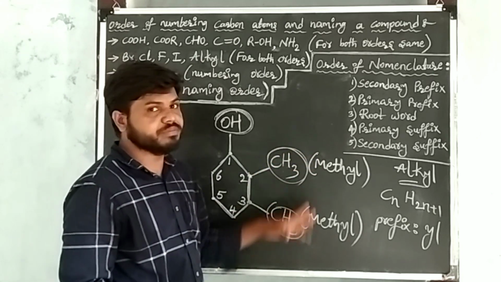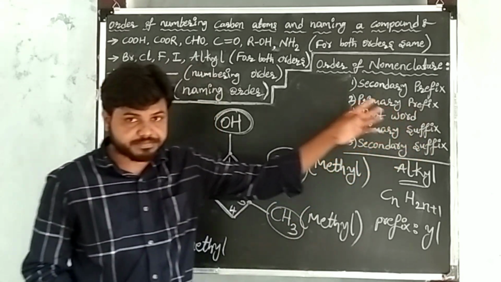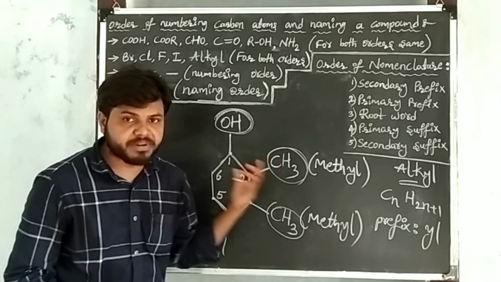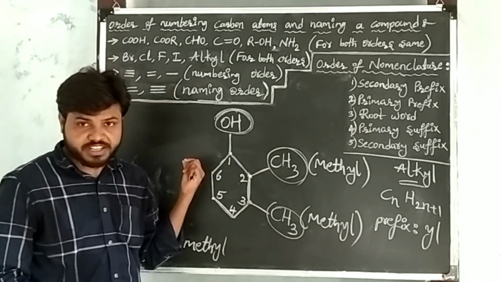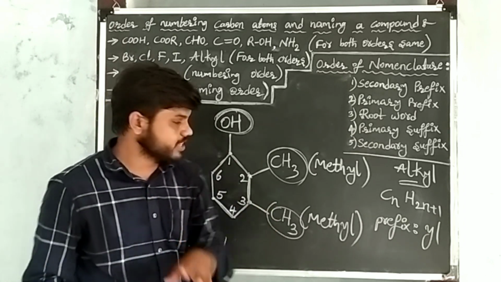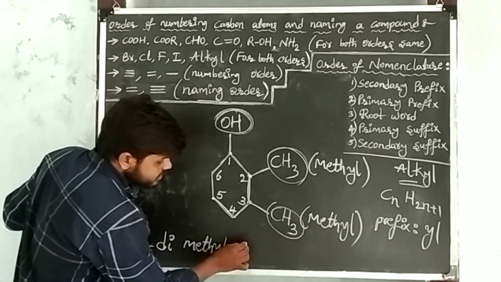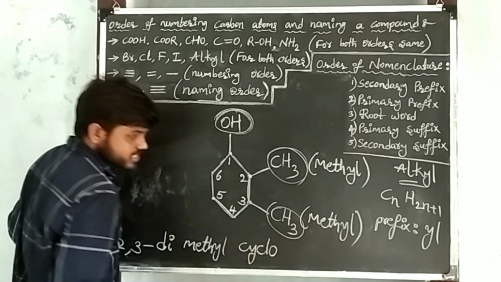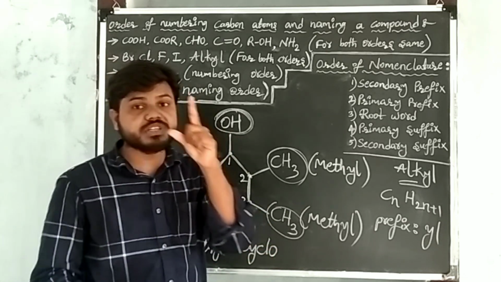After writing these two methyls, go to the primary prefix. Here the primary prefix is a cyclic. In the given carbon compound, cyclic is there. Write the prefix of cyclic. The prefix of cyclic is cyclo.